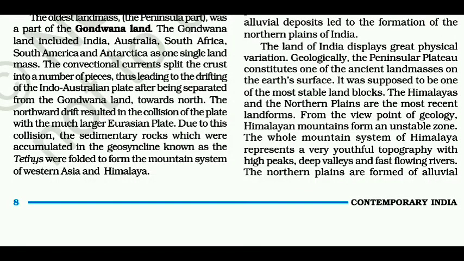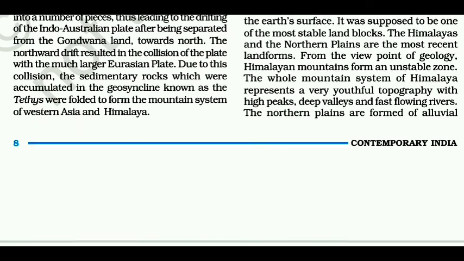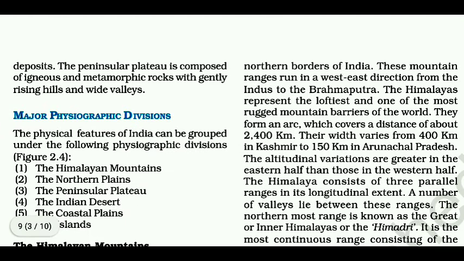The land of India displays great physical variation. Geologically, the peninsular plateau constitutes one of the ancient land masses on the earth's surface. It was supposed to be one of the most stable land blocks. The Himalayas and the northern plains are the most recent landforms. From the viewpoint of geology, Himalayan mountains form an unstable zone. The whole mountain system of Himalaya represents a very youthful topography with high peaks, deep valleys, and fast flowing rivers. The northern plains are formed of alluvial deposits. The peninsular plateau is composed of igneous and metamorphic rocks with gently rising hills and wide valleys.